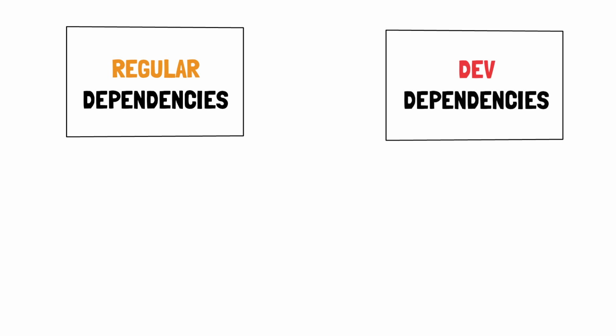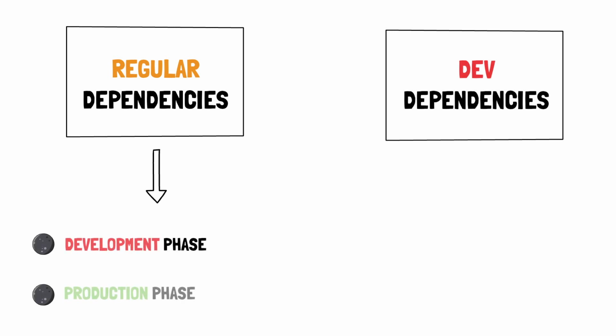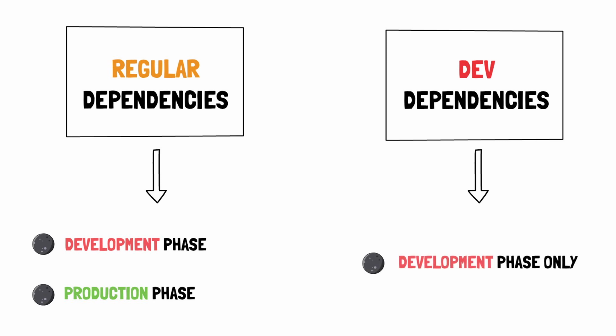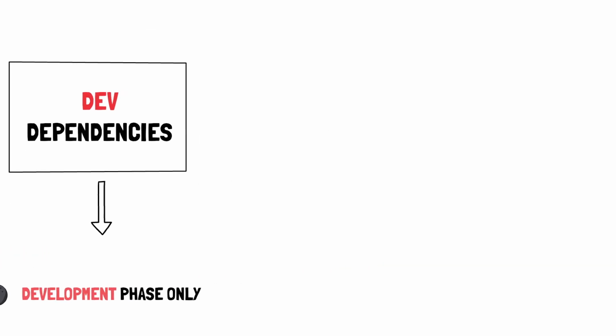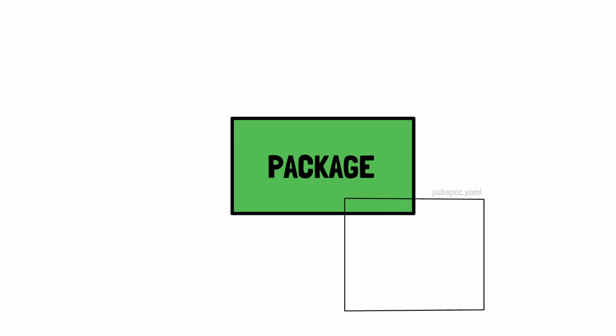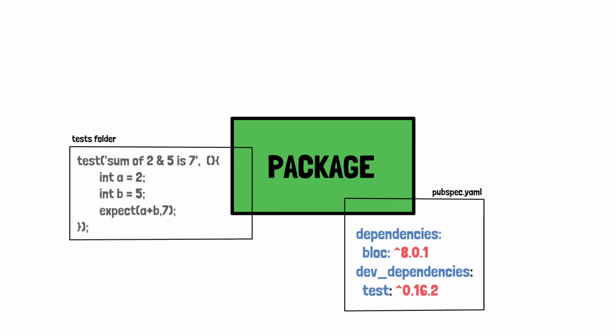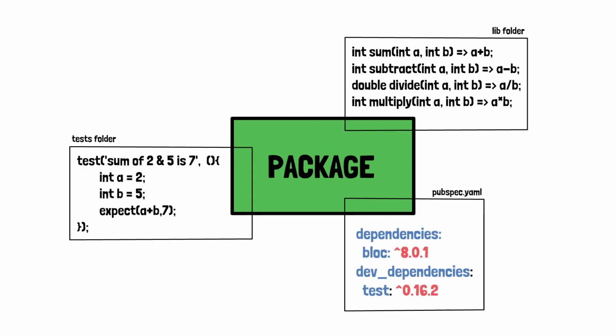And to understand the difference between regular and dev dependencies, the regular ones are those your package will use during both the production and development phases, while the dev ones will only be used during the development phase, thus being ignored when building the app. As an example, say our package uses the test package to test its functionality. If someone just wants to use this package, it doesn't actually need the test package. Therefore, the test needs to be a dev dependency.